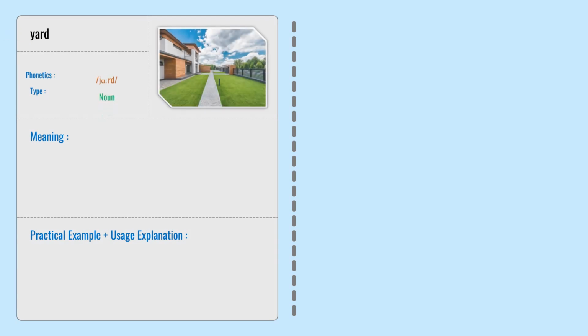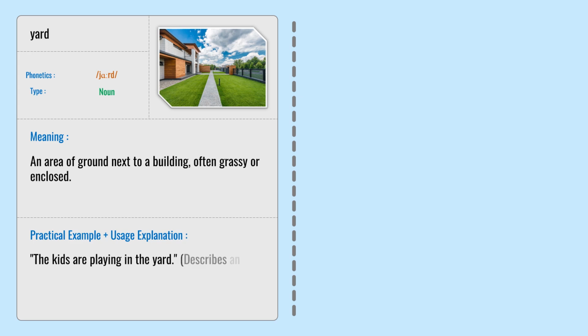Yard. An area of ground next to a building, often grassy or enclosed. The kids are playing in the yard. Describes an outdoor space around a house or building, often used for recreation.